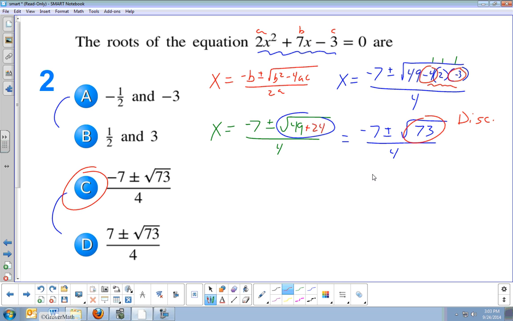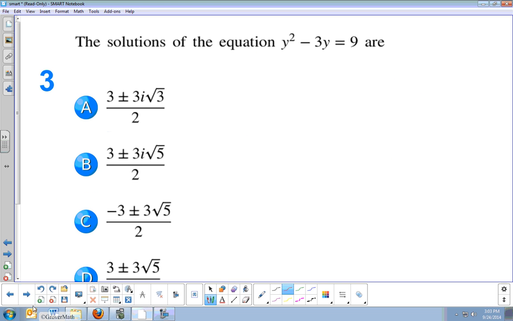The answer is C. But at this stage, I would look at this and see if I could simplify it. Sometimes it comes out to be something with an i, sometimes it's a square, sometimes it's an irrational but can be reduced, and so on and so on. Let's look at one more example.